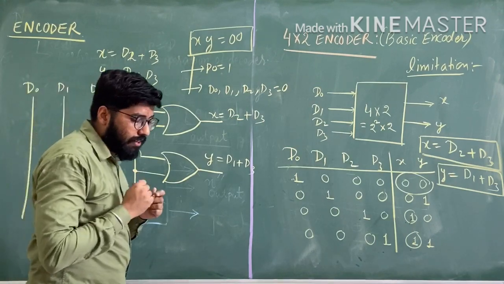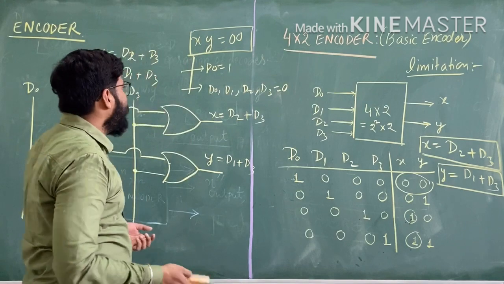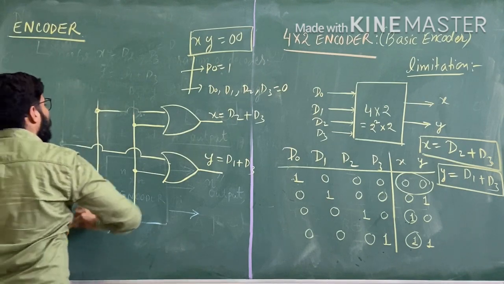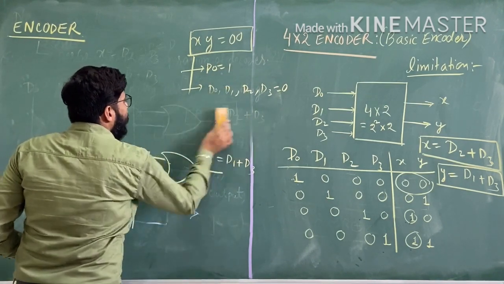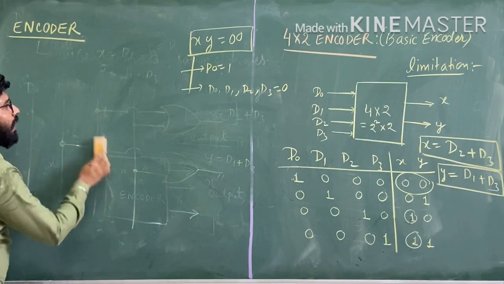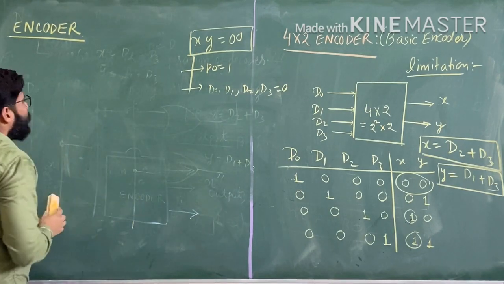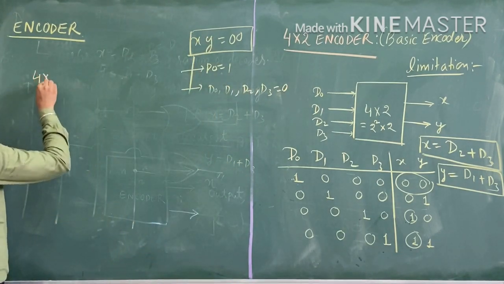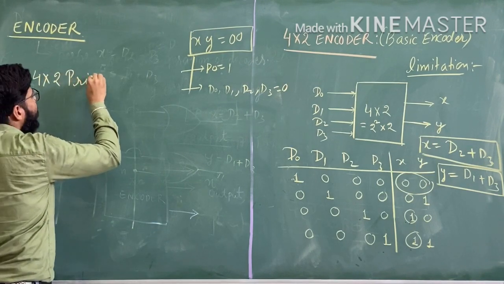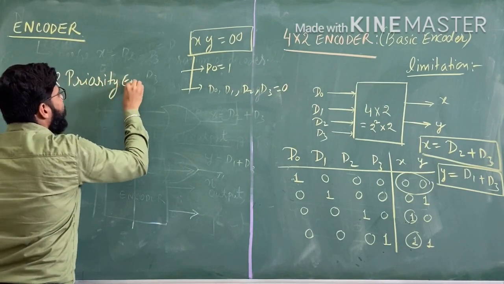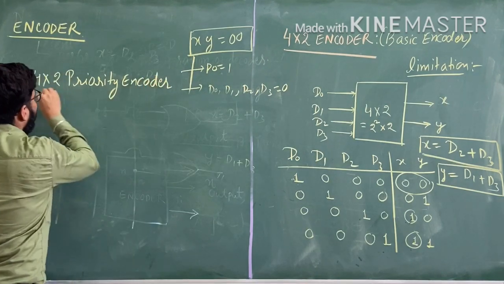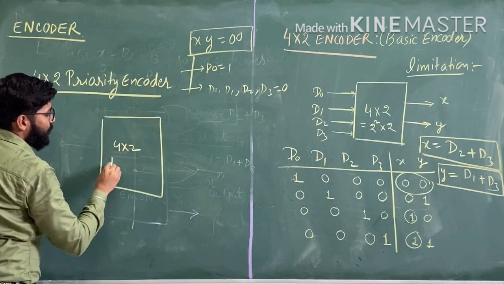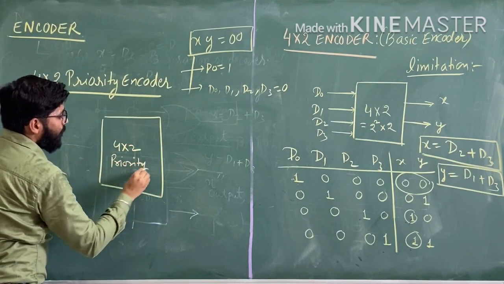To solve this limitation, we have a priority encoder. With the help of the priority encoder, we will resolve these two problems that happen in the basic encoder. Okay, so we will have a look at the priority encoder. Suppose this is the 4 cross 2 priority encoder.